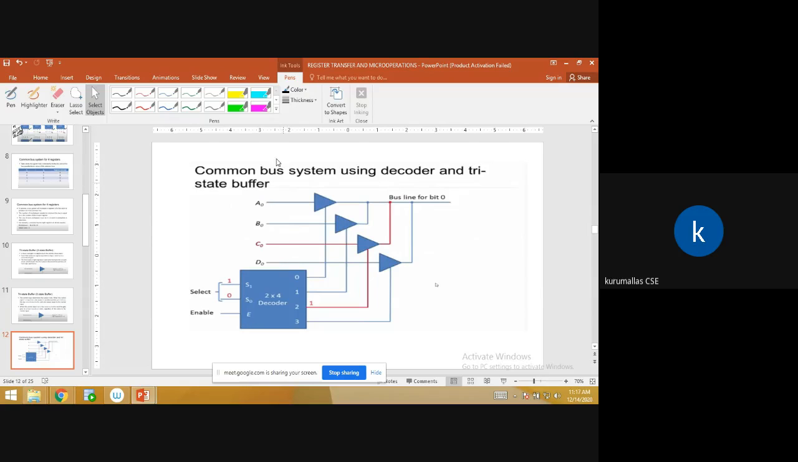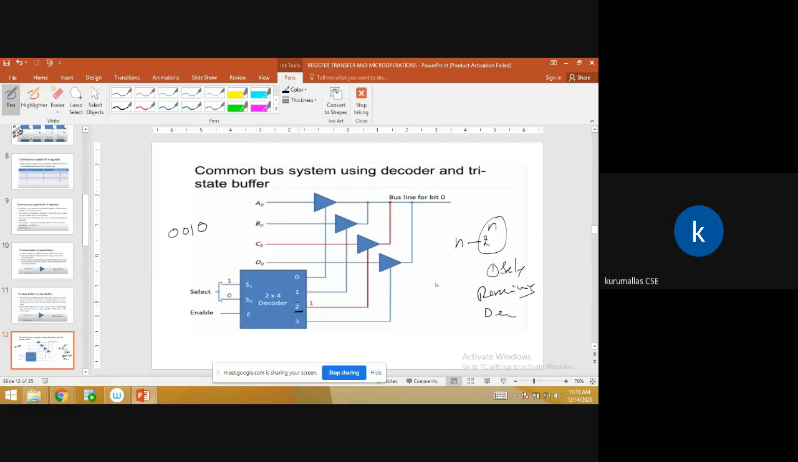Here, this is one of the representations. How many tri-state buffers are there? One, two, three, four. So this is for A0, this is for B0, this is for C0, this is for D0. And this is the decoder. If you give n inputs, it can generate 2 power n outputs, but out of 2 power n outputs, one bit is selected and the remaining bits are deactivated. Suppose if you give selection lines 1 0, what does 1 0 mean? It is 2, so C.